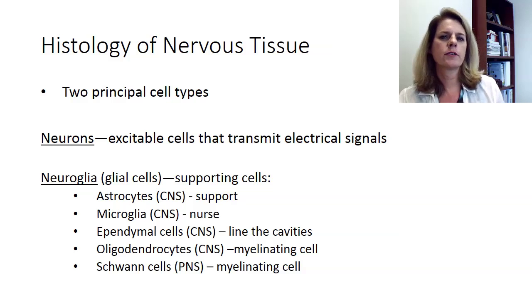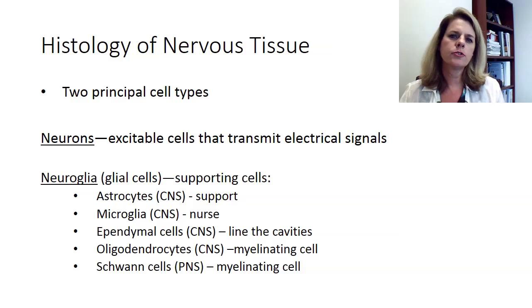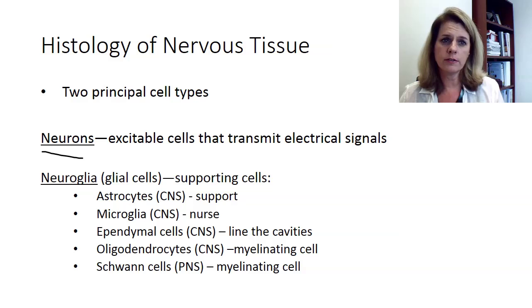So what we're going to focus on is really the histology of the nervous system. And there are two main cell types when you're thinking of the nervous system. The first cell type are the neurons, and then you have your neuroglial cells or glial cells. And we're going to focus on the neurons first, and then we're going to come and talk about the neuroglial cells.